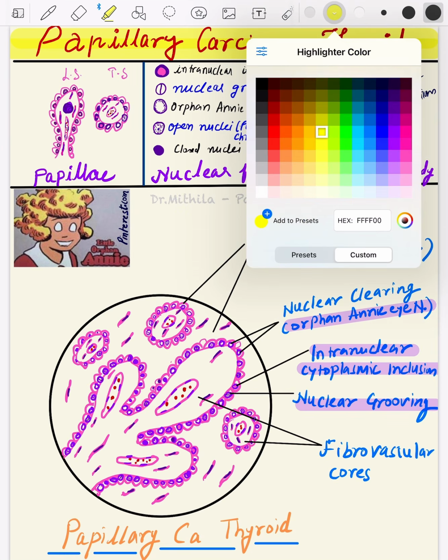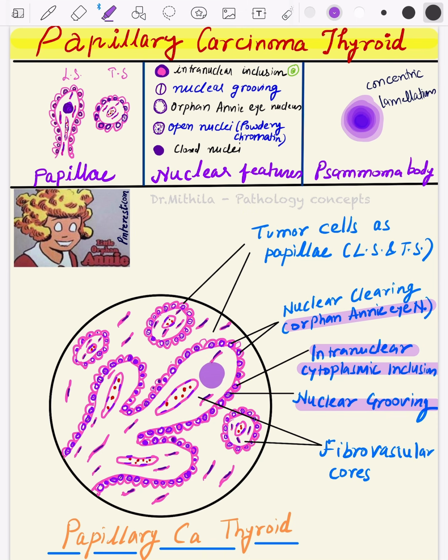So you make the psammoma bodies in the fibrovascular core. So you have to make the laminated way. So these are the concentric laminations. So these are the psammoma bodies, and you also label it. So this is the complete diagram of papillary carcinoma thyroid.